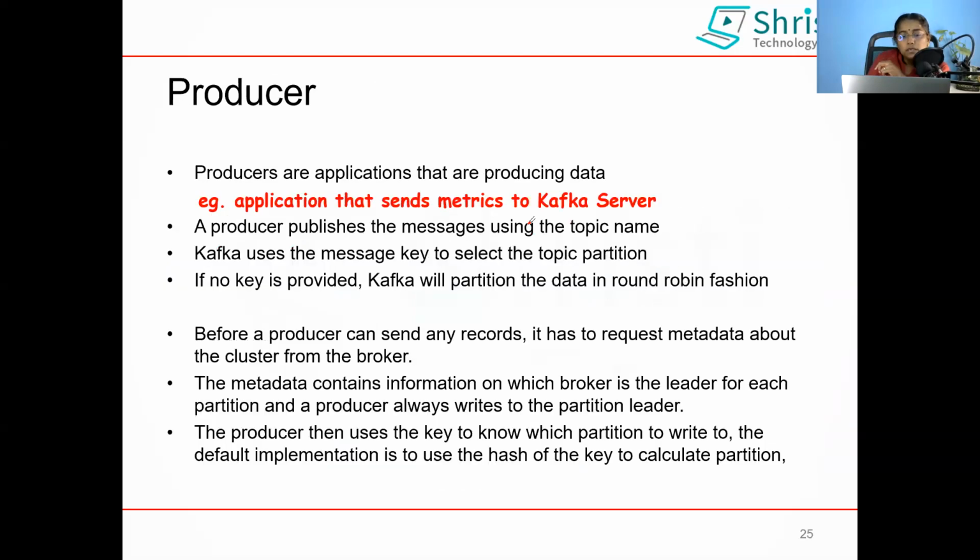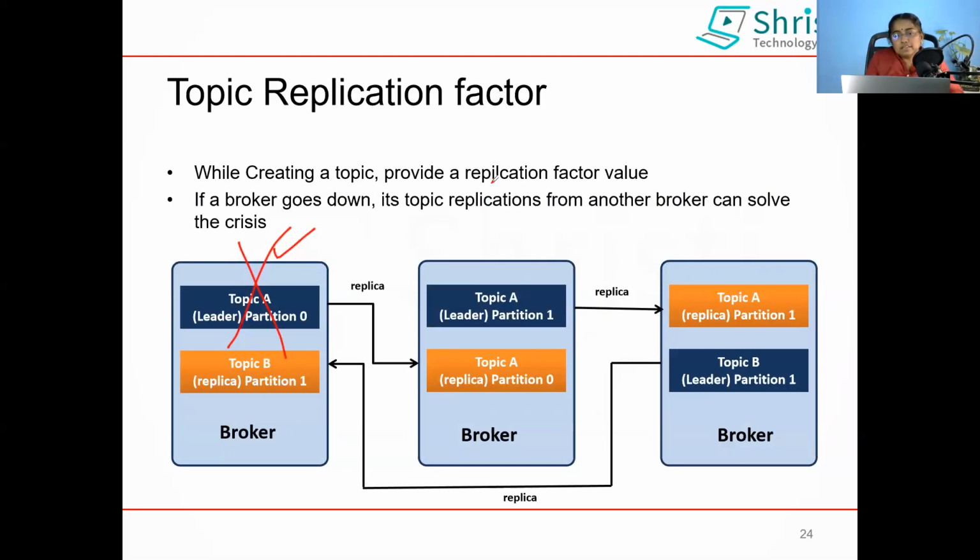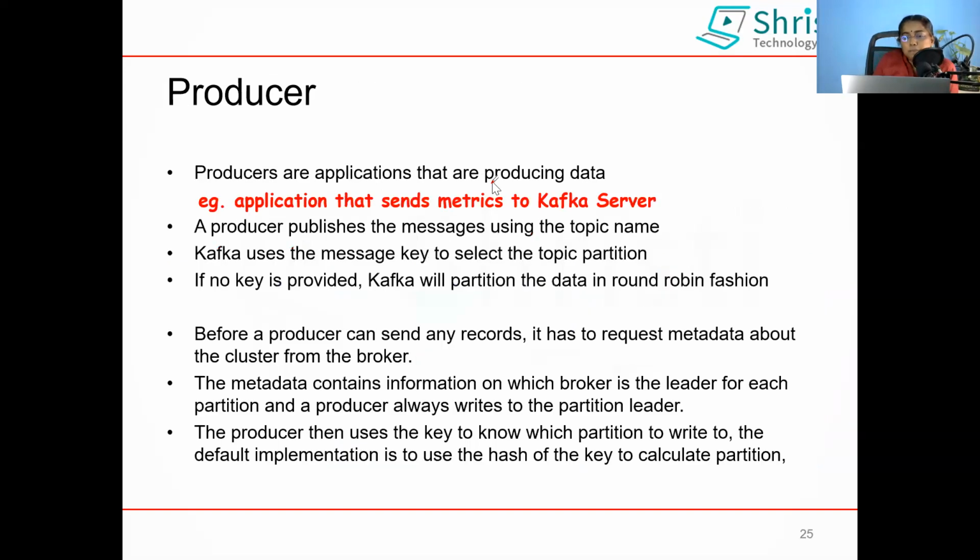Just have a look into it. I hope this is clear. A publisher, others already told you, will partition data in round robin fashion. Before it sends records, it has to request metadata about the cluster from the broker. The metadata contains information about which is the leader for each partition. So based on that, it is going to do it.